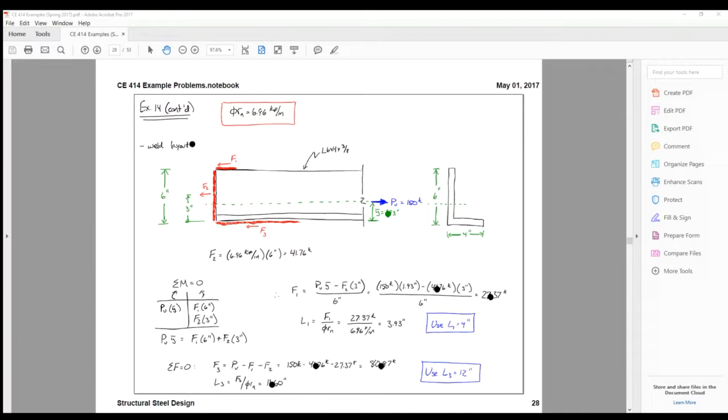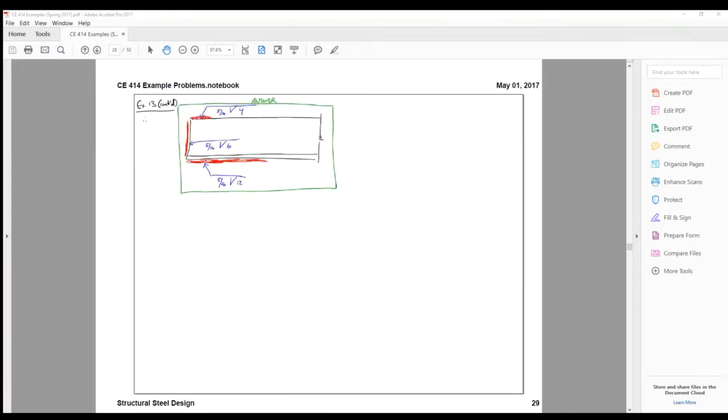Now, sum of moments tells me what F1 is. Sum of forces tells me what F3 is. So sum forces in the X direction, I get PU to the right, F1, F2, F3 to the left. Just subtract to get F3, and you get like 80.87 kips. And so divide that by 6.96, and that comes out to be about 11.6 inches. So just round that up to 12, and that's your answer. So just use a 4-inch weld on the top, a 6-inch transverse weld, and a 12-inch longitudinal weld across the bottom.